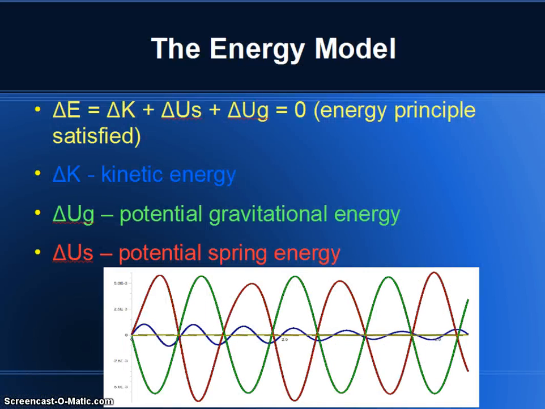So here's our energy model, where the total change in energy is the yellow line, which is equal to 0 all the way across, which is what we expected. That means the energy principle is satisfied because there should be no total change in energy. We also have the blue as our change in kinetic energy, the green is our change in potential gravitational, and the red is the change in spring potential. And all of these, the kinetic, potential gravitational, potential spring, cancel out to be 0 for our total energy.